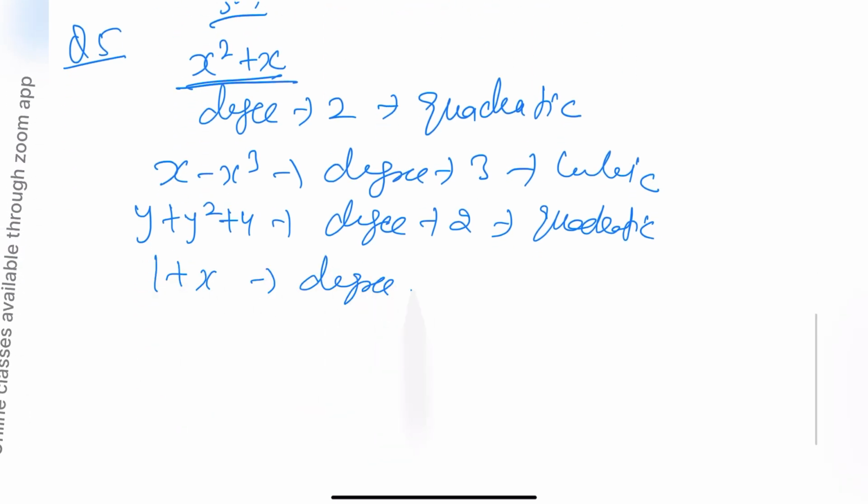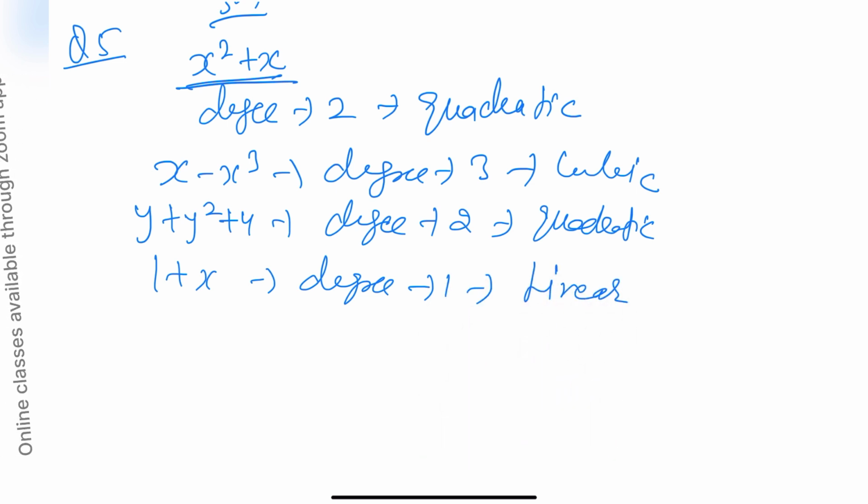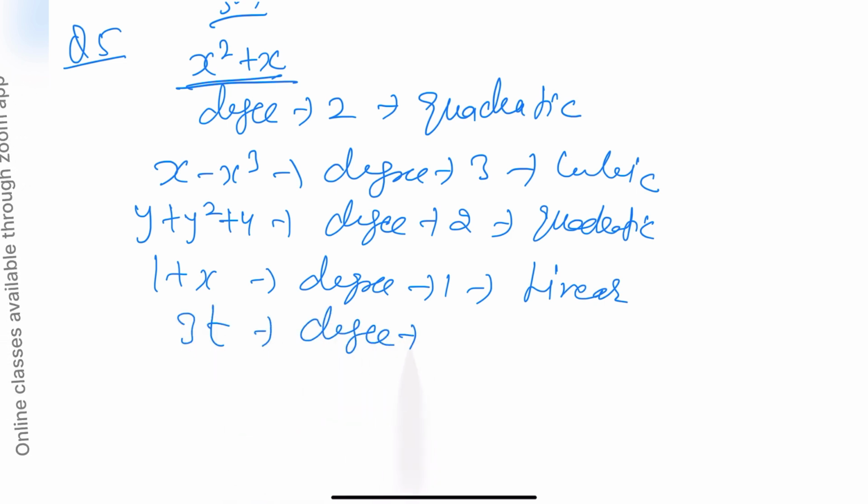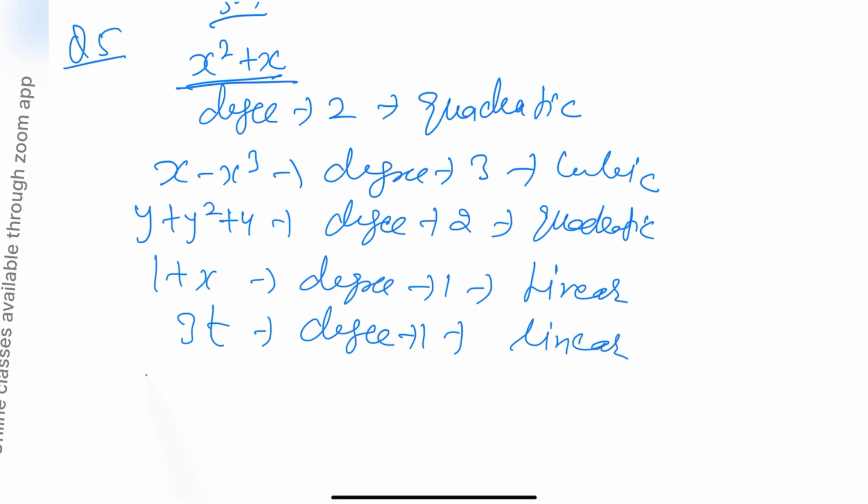Next is 1 plus x. Here degree is 1. Degree 1 means this is a linear polynomial. Next is 3t. So 3t is also degree 1, so degree 1 means linear polynomial.